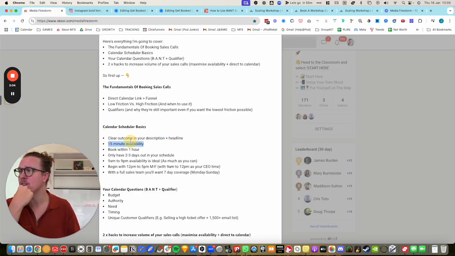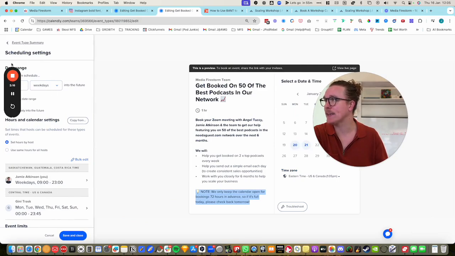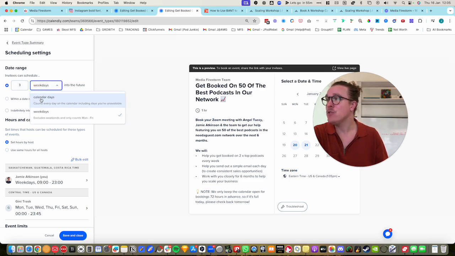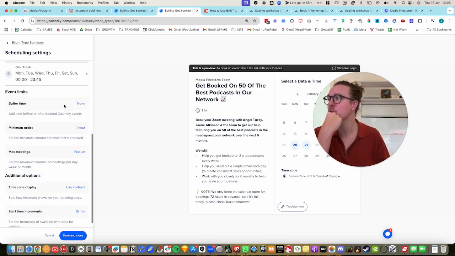The second thing, and this is very easily overlooked, but 15-minute availability and book within the hour. So when you're inside of your calendar screens here, you actually have some options for your schedule settings. So the first thing is, how long are people booking over? So for here, you can see we're booking out currently 3 work days into the future. Now you can either pick calendar days. I like weekdays because on a Friday, it will show Friday, Monday, and Tuesday in terms of the availability. So this is a great setting to have.